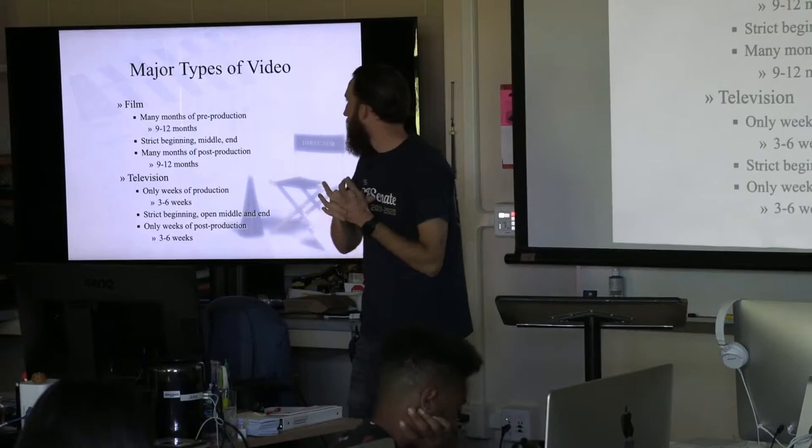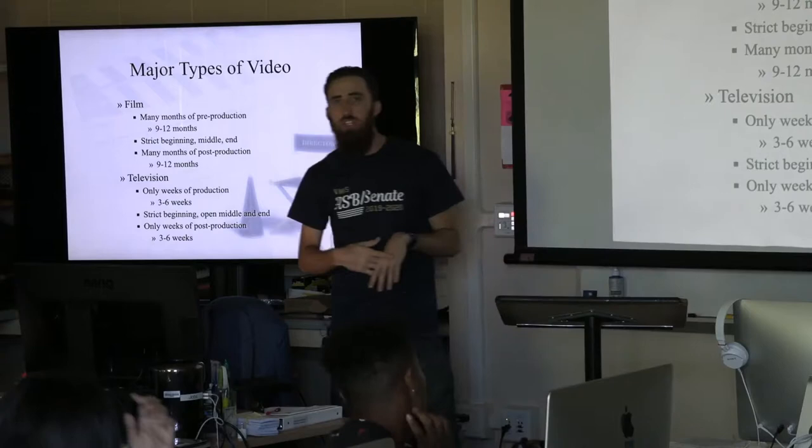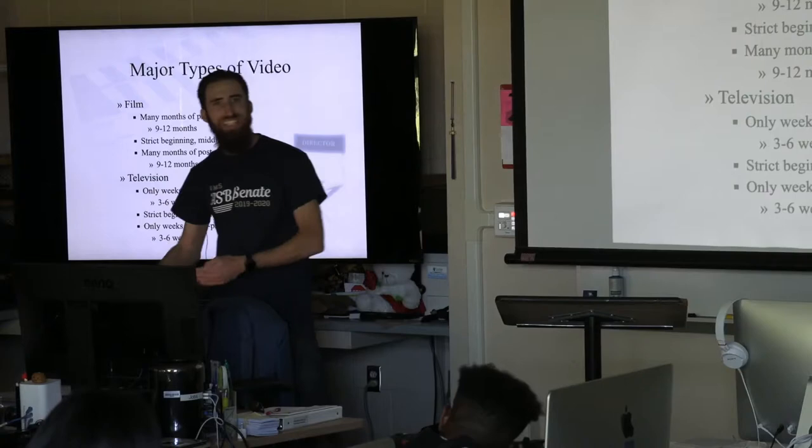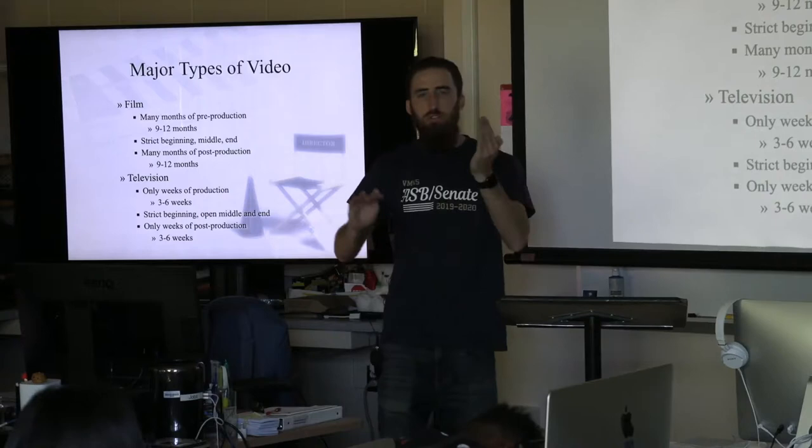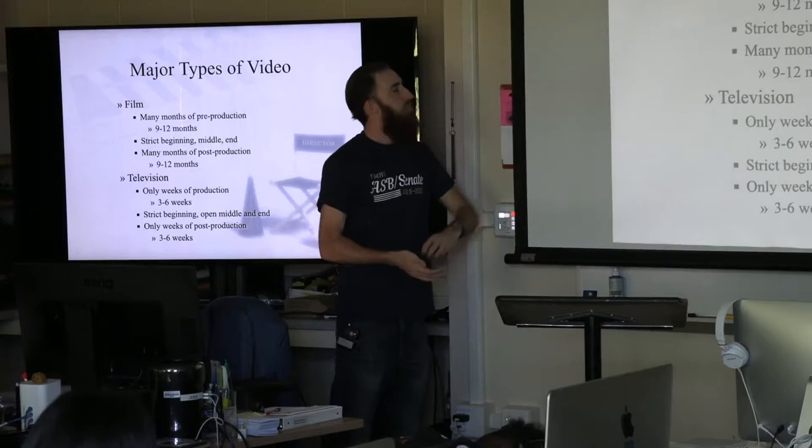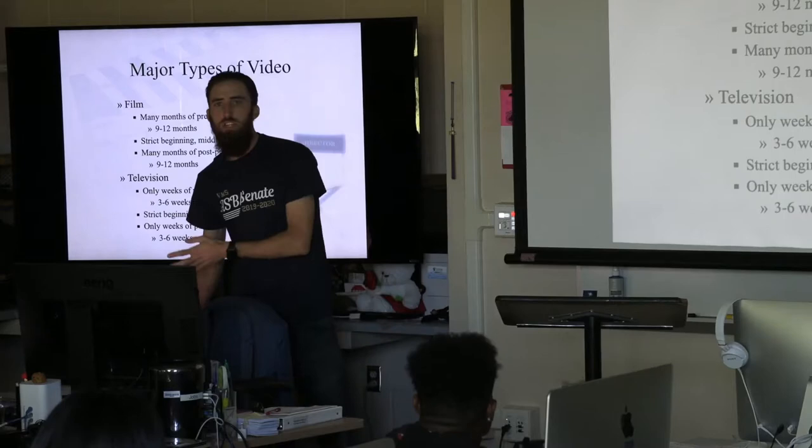So for a film, there's many months of pre-production. They spend 9 to 12 months just in pre-production because they have to get the shot right. If you're going to build a bunch of VFX, people have to do things exactly as you plan them out, so that when the artists draw out the special effects, they match up with what the person's doing in real life. Okay? So film, you have plenty of pre-production. Then you have a very strict beginning, middle, and end. And then you have many months of post-production to finish up the shots to make sure all the shots match.